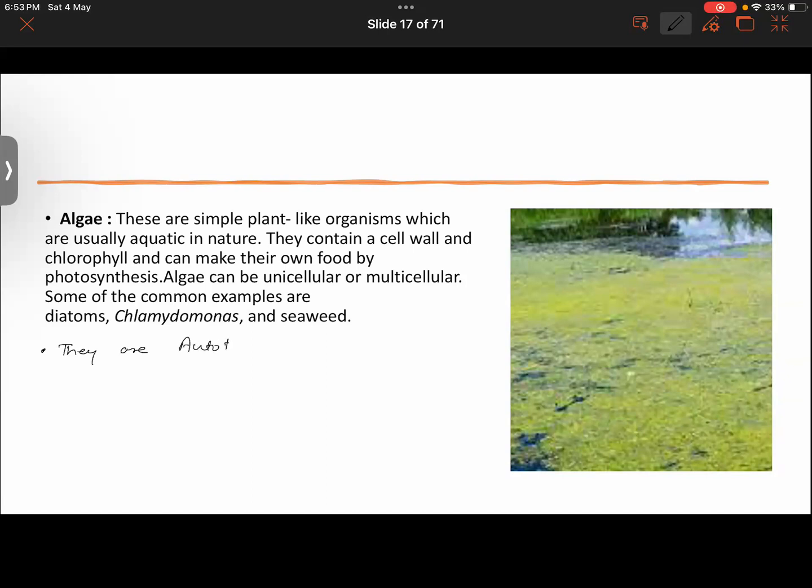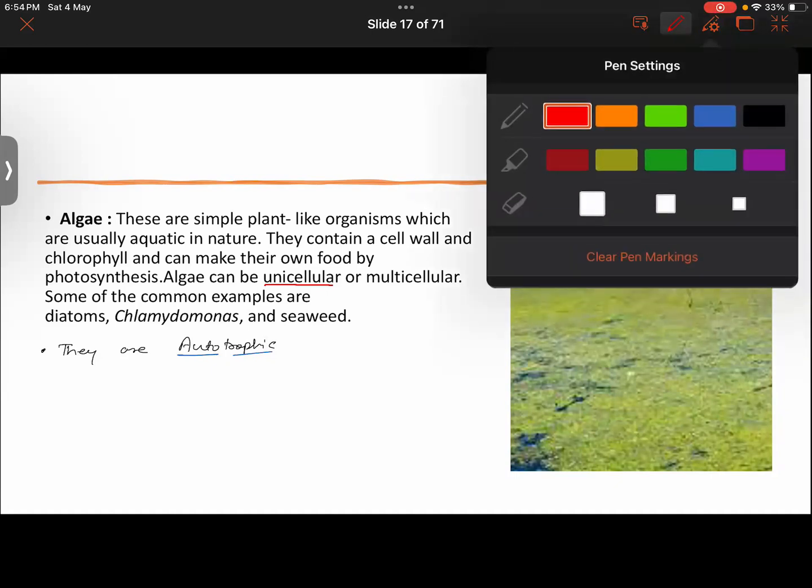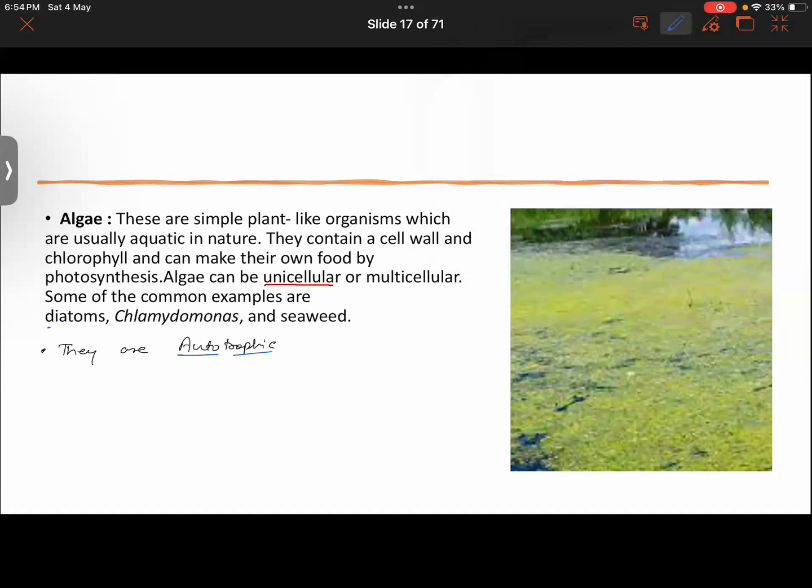They are autotrophic. Auto means self, troph means nourishment. So they are able to provide nourishment to themselves using the process of photosynthesis. Another important characteristic about algae is that they can be unicellular, made up of just one cell, or they can be multicellular as well. These are the common examples of algae which we have: diatoms, chlamydomonas, and seaweed.